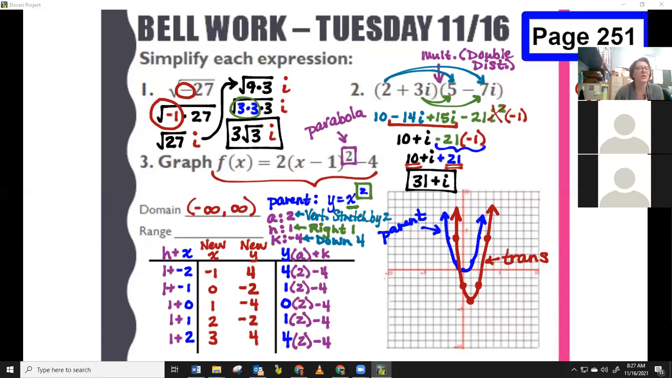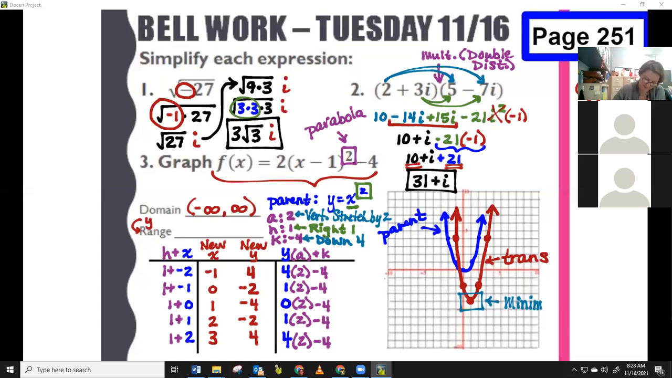For the range, though, we do have some restrictions. I'm looking at the red transformation. Range means I'm talking about the x's or the y's? Y's. Do we have a maximum or a minimum on this? A lowest or a highest? Minimum. This is a minimum, a lowest point.